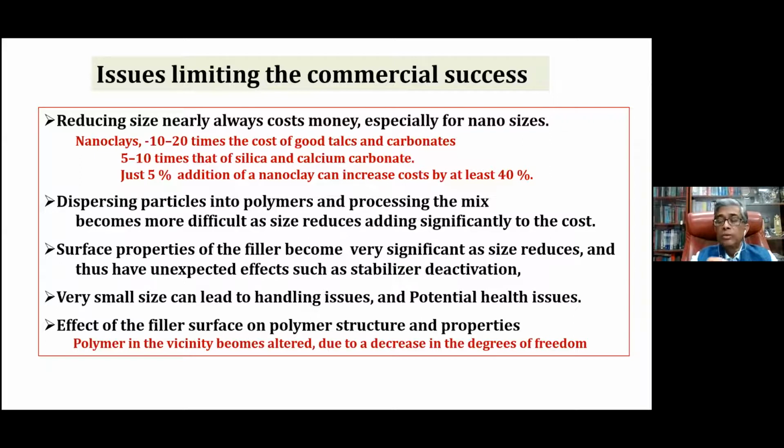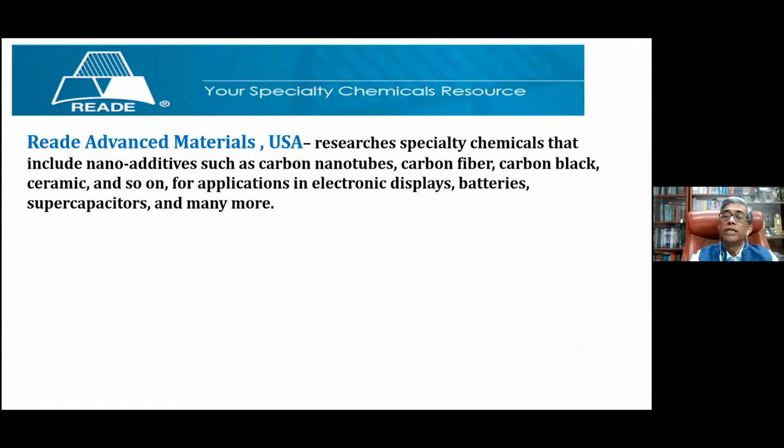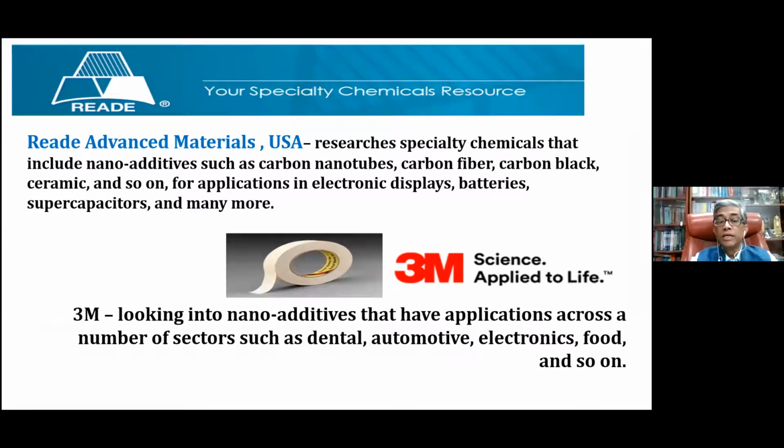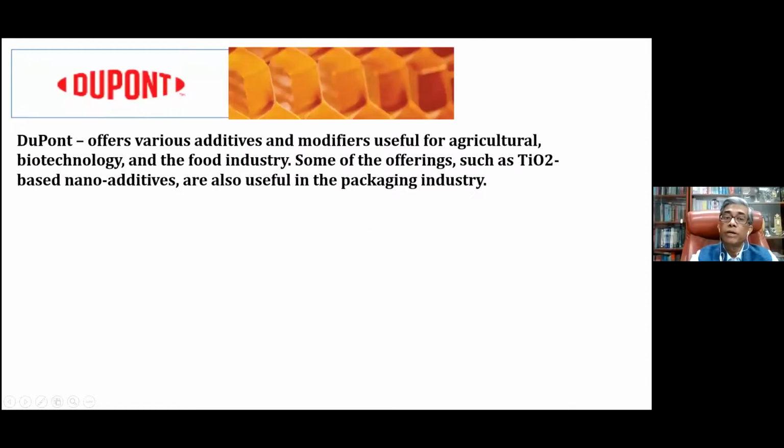And generally what we look at is that the degree of freedom reduces for the polymer chain, but we can turn it into a win-win situation, and many of these products have been done like this. I have taken a few examples of some of the companies. Reed Advanced Materials USA are extensively using carbon nanotubes, carbon fibers, carbon blacks for electronic display, batteries, and supercapacitors. 3M is looking into a lot of nano additives applications, and they are also extending to dental, automotive, electronics, and the food sectors for that purpose.